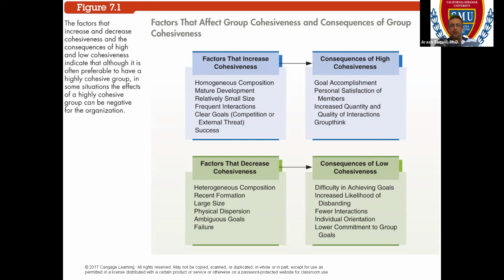If the group doesn't have any good outcome, why? What is cohesiveness? It is out of order. And also difficulty in achieving goals, increased likelihood of disbanding, fewer interactions, individual orientation, and lower commitment to group goals.